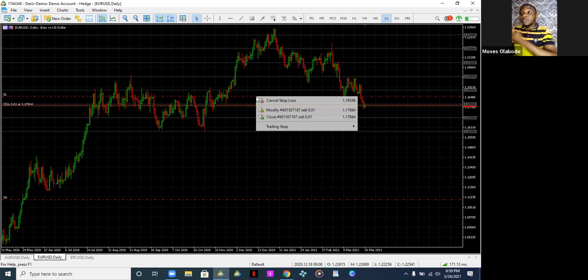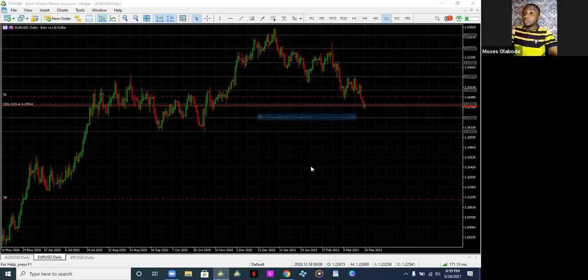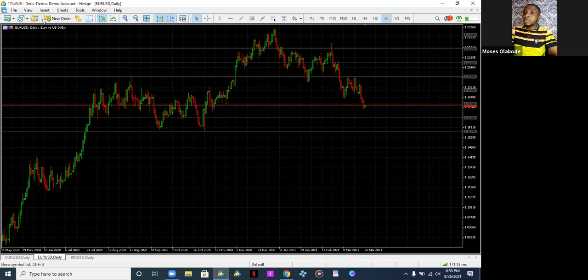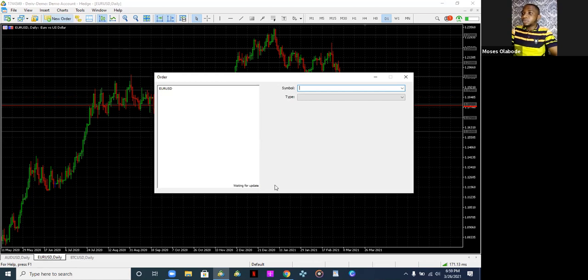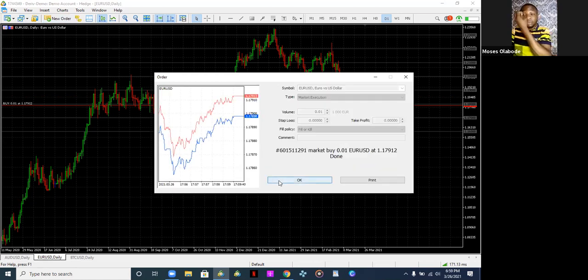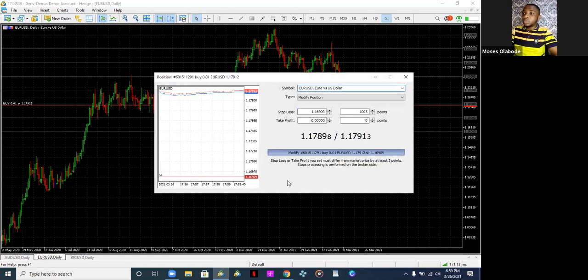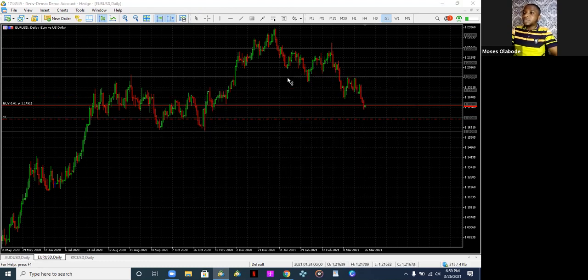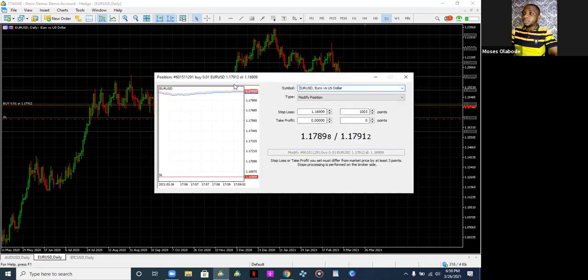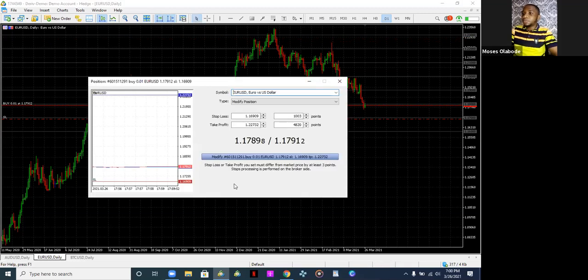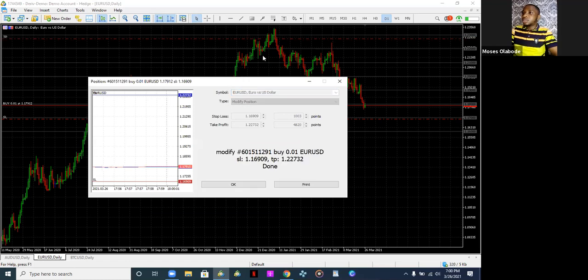And for the buy, it's the same scenario. Let's say this is your stop loss, for example. The stop loss is always below. Then if the market's price buys up from here, you make profits.